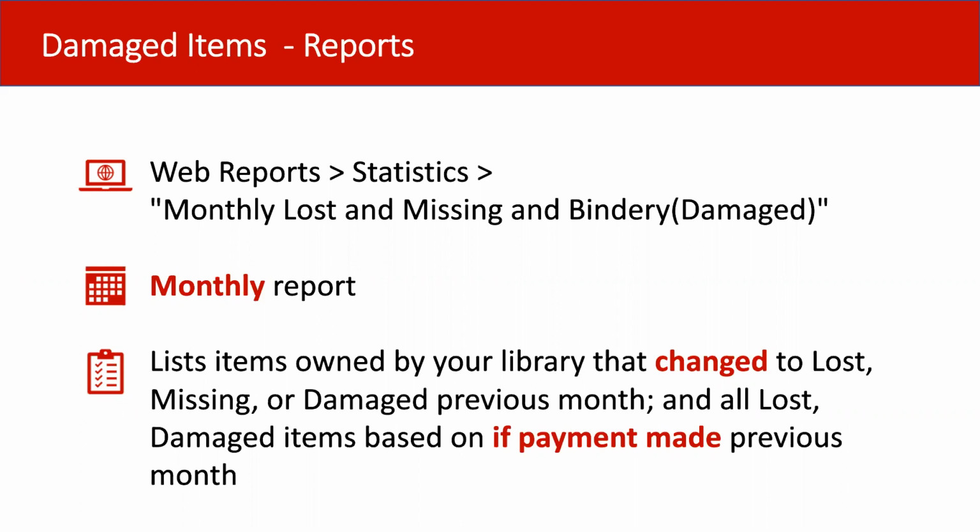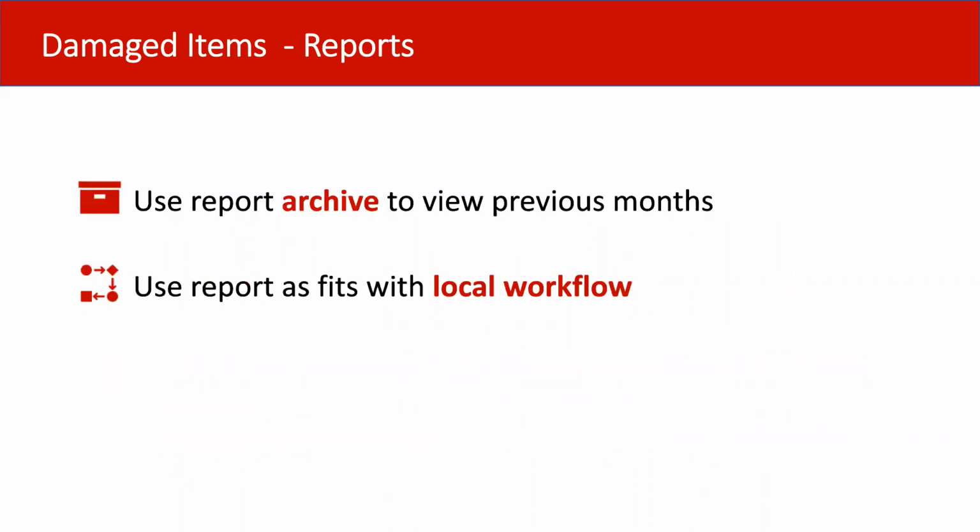So this report compiles on the first of every month, and it lists items belonging to your library that have these statuses. Some tabs list items that were updated to one of these statuses the previous month. This means the report will include your items that were sent out via interlibrary CCS loan and became lost or damaged. Other tabs list all lost and damaged items, and then separate them out based on if the item was paid or waived the previous month. And then there's also a report archive where you can find entries from previous months.